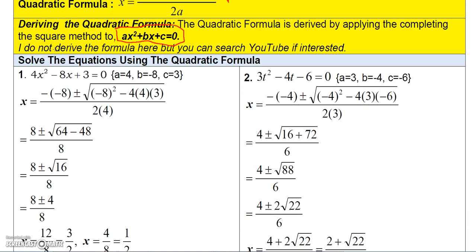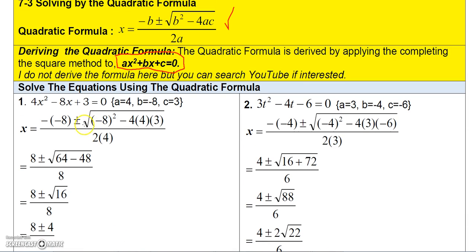Okay, so now let's take a look at our first quadratic equation here. Here I have a quadratic equation of the form 4x squared minus 8x plus 3. And so the a is the coefficient of the squared term, which is 4. And then the b is the coefficient of the x term, which is negative 8. And then c is the constant term, 3. And then, so what we want to do is to apply this formula.